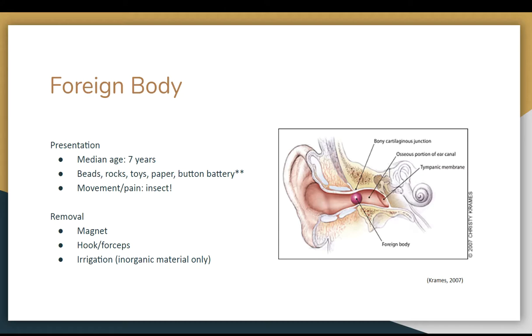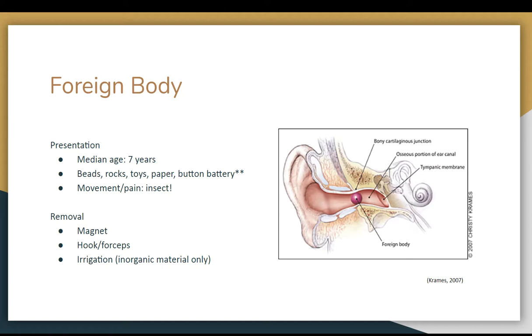If the patient has a sensation of movement and pain, the likely cause is actually an insect, which is pretty gross. But the key to removing insects from the ear is that you want to kill the bug before you try to remove it. So you can put some alcohol solution, mineral oil, or lidocaine into the ear canal as long as the tympanic membrane is not perforated. So if the tympanic membrane is intact, or you think it's intact, or you have no reason to doubt that it's intact, you can kill the bug by putting the solution into the ear first, and then removing it with either a hook or forceps or with irrigation.